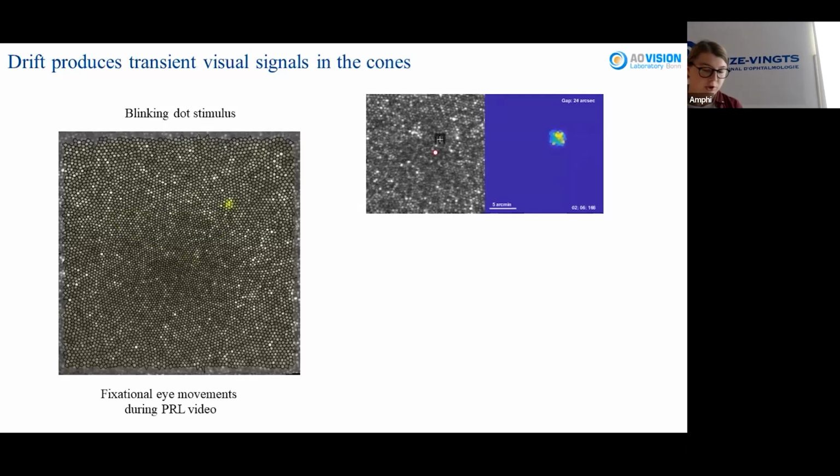Vision is an active process, and drift produces transient visual signals. As you can see on this video, while the subject performs an acuity task, you can see some cone activation patterns. So we know that probably due to fixational eye motion, specifically drift, some information is added during the presentation of the stimulus.